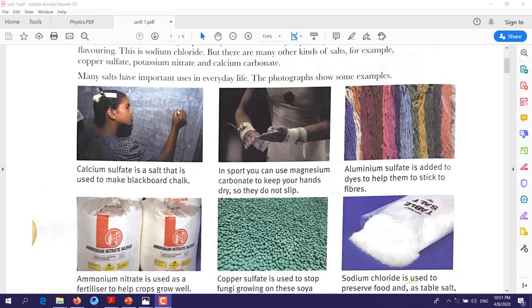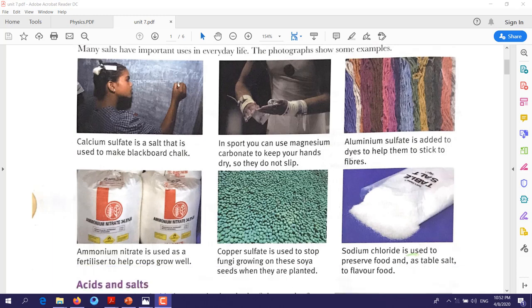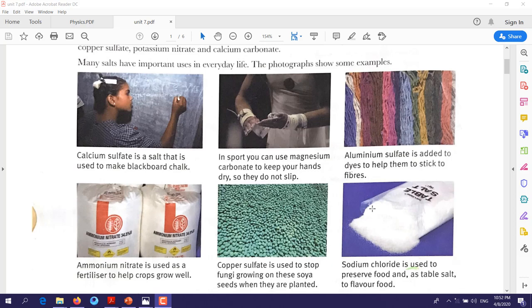For example, here we have some examples of salts. Firstly, calcium sulfate. Calcium sulfate is chalk. Chalk is an example of salt. In sport you can use magnesium carbonate to keep your hands dry so they do not slip. Here is another kind of salt, and these are more examples of salts. So when you hear the word salt, it doesn't mean only the salt that we eat, or the table salt. No, the table salt is just one example of lots of examples of salts.